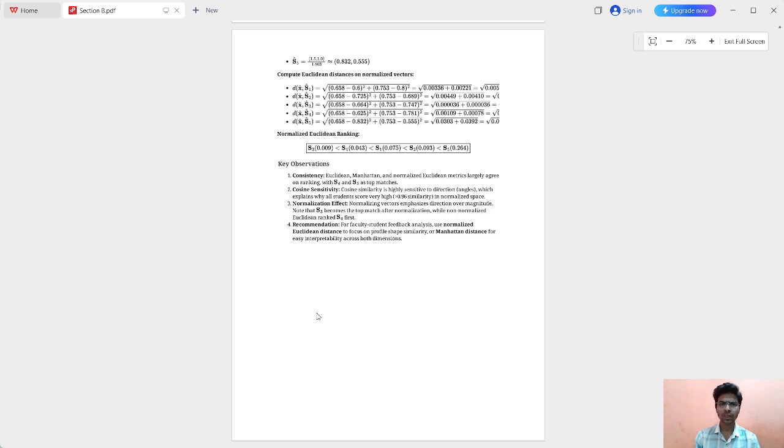So the normalized Euclidean ranking is S3, then S4, then S1, and S2 and S5 follow. You can see the normalization ranking here. So, thank you.